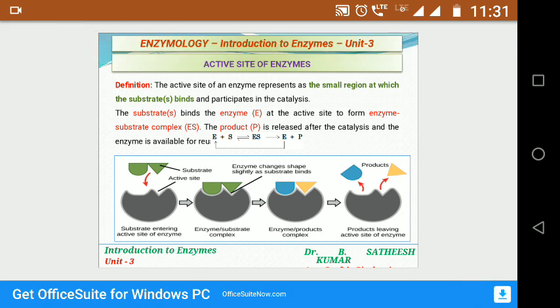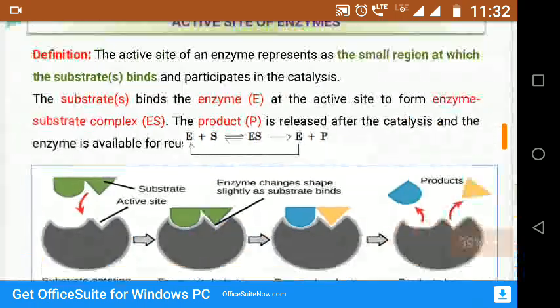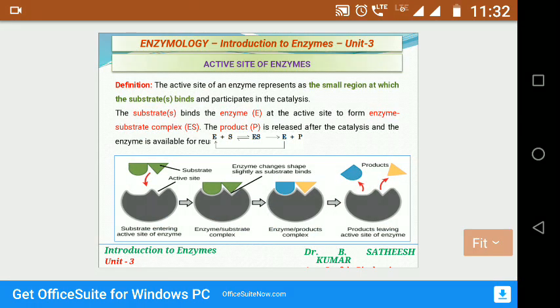So in a typical reaction, the active site of the enzyme binds the substrate, and it gives an enzyme-substrate complex. After the catalytic mechanism, the substrate is converted to product, and the enzyme and products are separated from each other. The enzyme once again comes back and binds to another substrate and completes another cycle of enzymatic reaction. So that is called the active site.